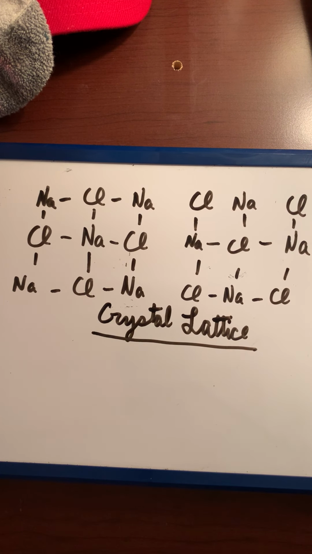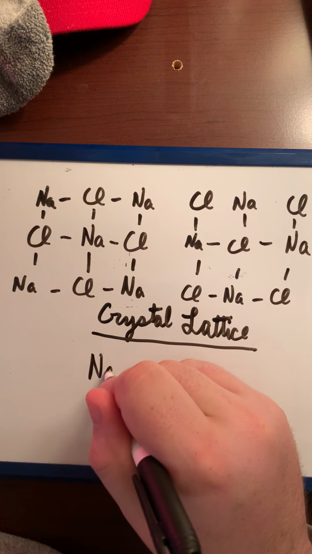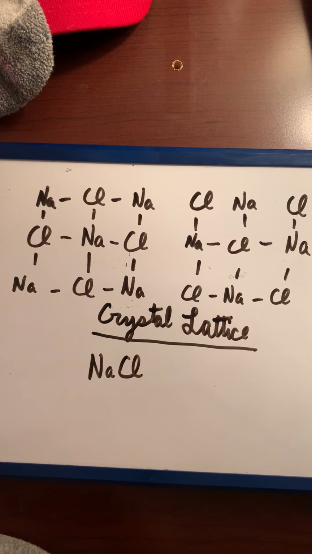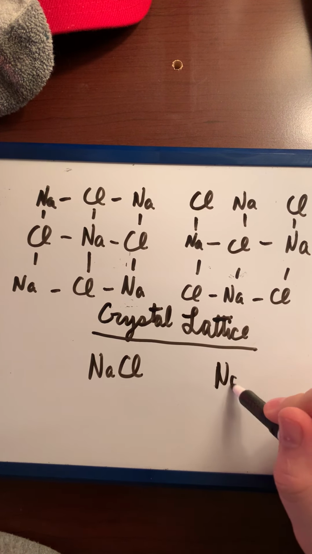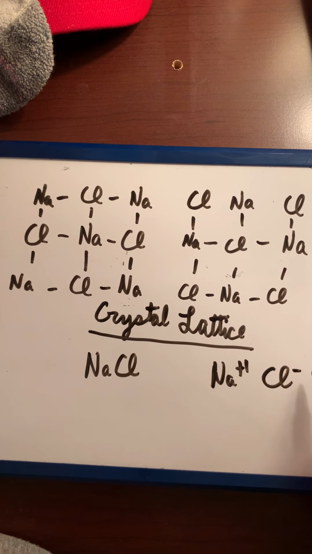But when we talk about a crystal lattice, this is really talking about ionic bonding and how things arrange the way they are. So I want you guys to think of sodium chloride. So sodium chloride, as you remember, NaCl. Na makes the positive one. Cl makes the negative one.